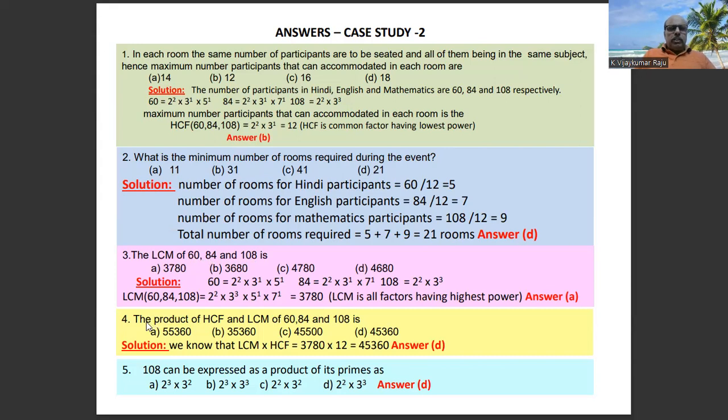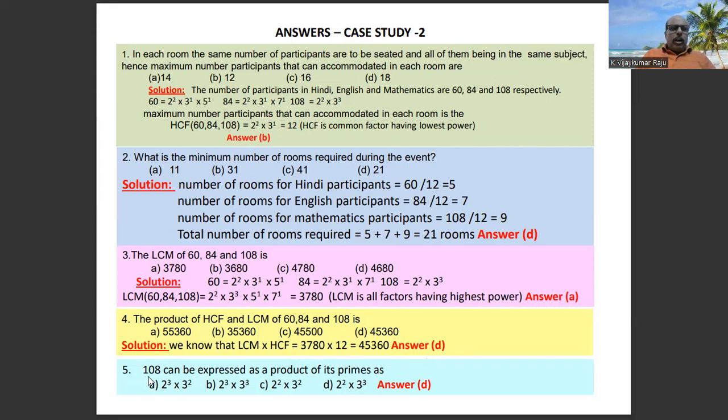Now, the fourth bit. The product of the HCF and LCM of these three numbers. You want the product of HCF and LCM. The LCM we just calculated in bit 3 is 3780, and the HCF we calculated in bit 1 is 12. So the product is 3780 into 12, that is 45,360. 45,360 is option D. That means the answer is D.